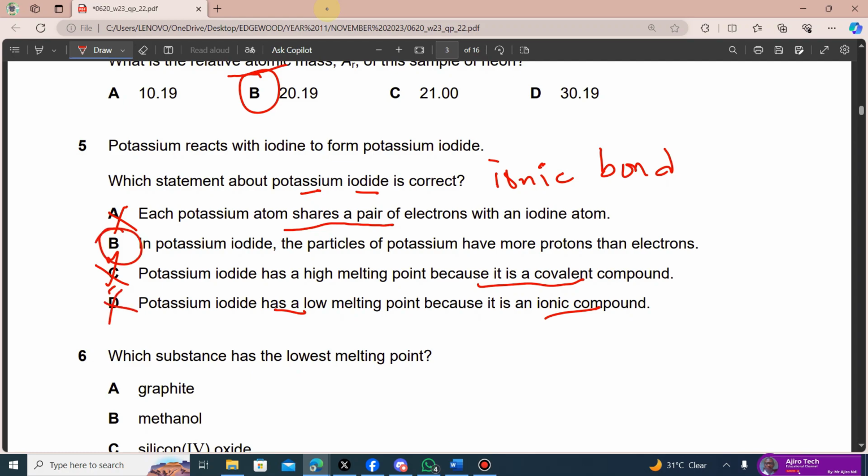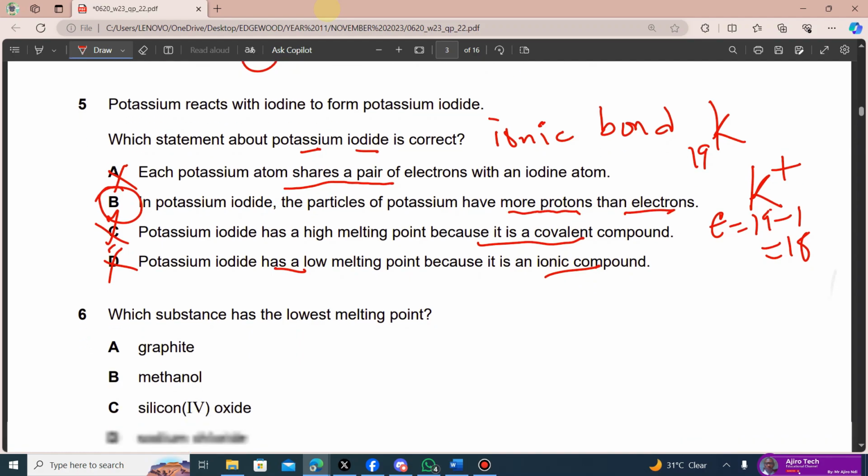Now, how do you know option B is actually correct? It says in potassium iodide, the particles of potassium have more protons than electrons. Now, potassium before bonding has a proton number of 19. So when it goes into bonding in potassium iodide, it becomes a potassium ion. The number of protons still remains 19, but the number of electrons changes. So the number of electrons in this potassium ion is now 19 minus 1, which is 18. So it proves this statement correct, that they have more protons than electrons.